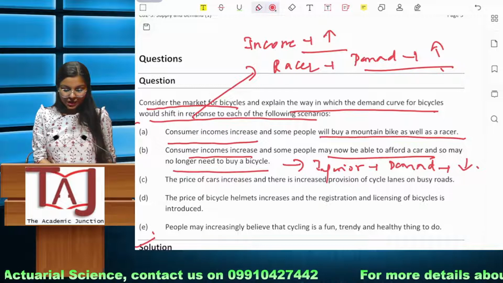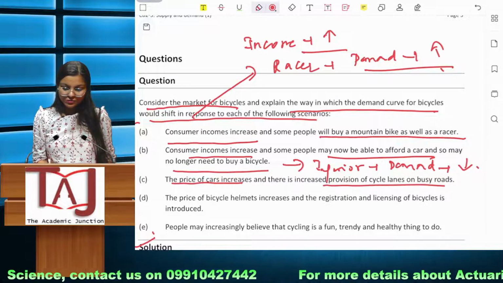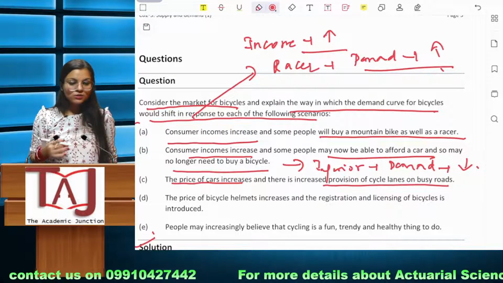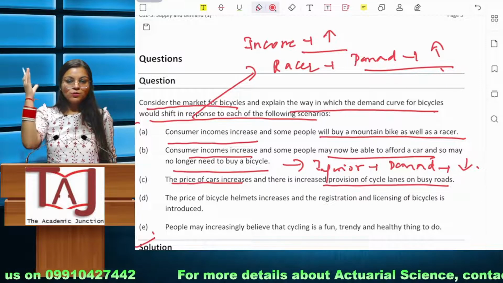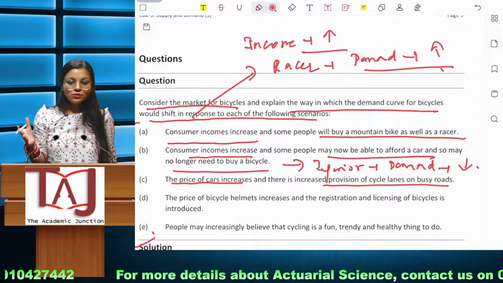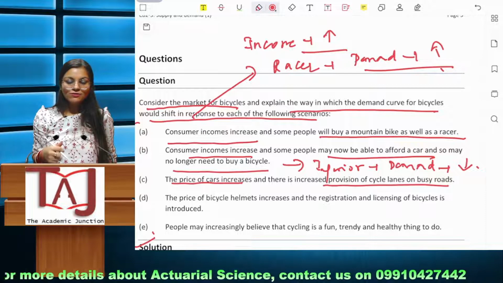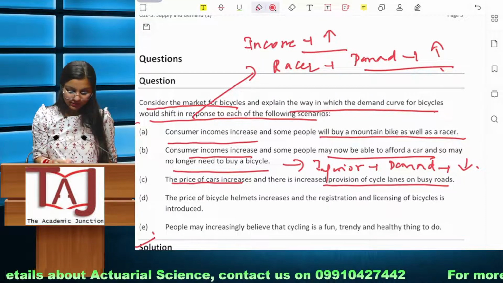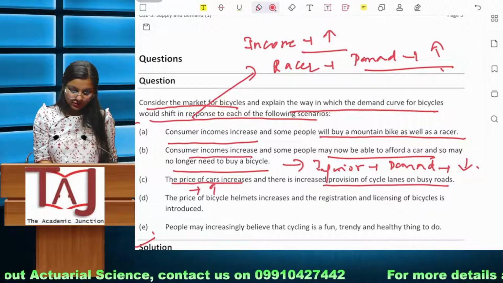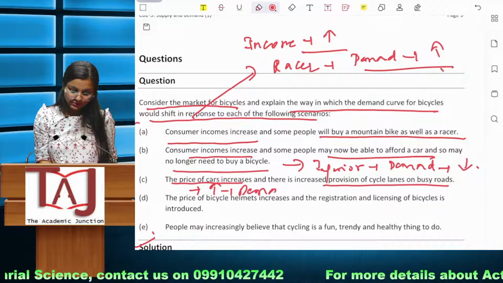The price of cars increases, there is increased provision of cycle lanes. Price of car increase, price of substitute good has risen. Price of substitute good risen, people will now consume less of car. If people are consuming less of car, they will consume more of bicycle. Rightward shift, increase in demand for bicycles.